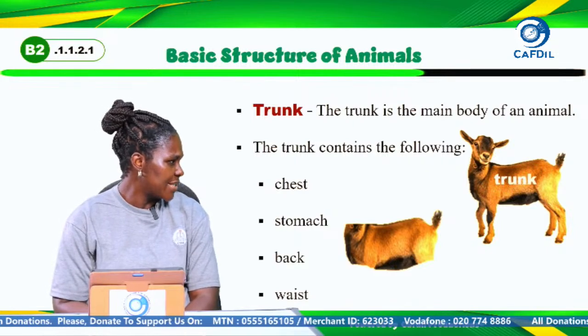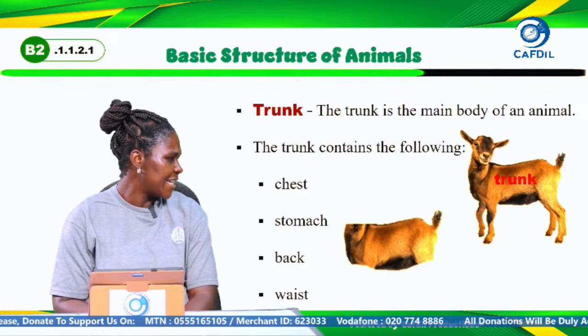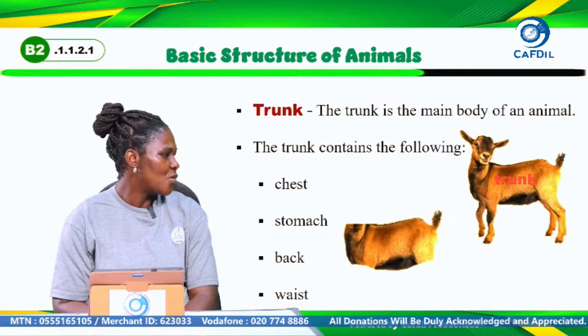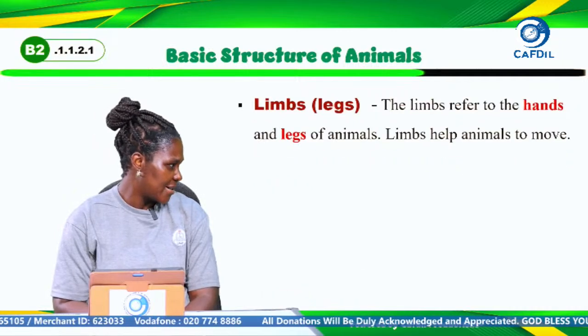So the trunk is the main body of an animal. The trunk contains the following: the chest, the stomach, the back, and the waist, the trunk.